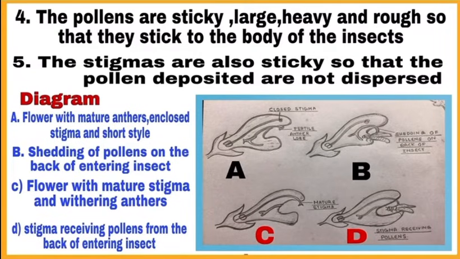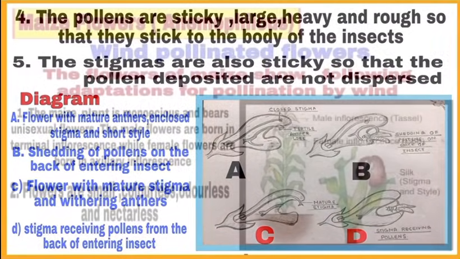Now, draw diagrams A, B, C, D in your practical notebook by using sharp pencil and write these important points below each diagram. For diagram A, the flower is with mature anthers and with enclosed stigma and short style. For diagram B, write shedding of pollens are shown on the back of entering insect. For diagram C, flower with mature stigma and withering anthers. And for last diagram D, write stigma is receiving pollens from the back of entering insect.